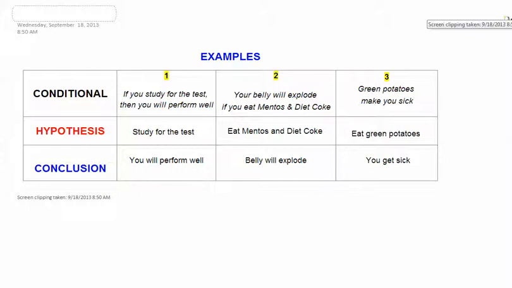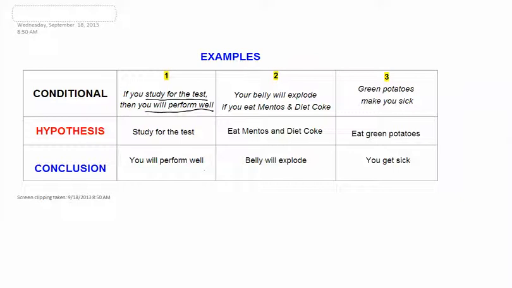So let's go through an example here. The one I give on my site is, if you study for the test, then you will perform well. Well, suppose you study. The hypothesis would be, again, what comes after the if portion, and so it would be study for the test, and the conclusion would be, well, then I perform well.